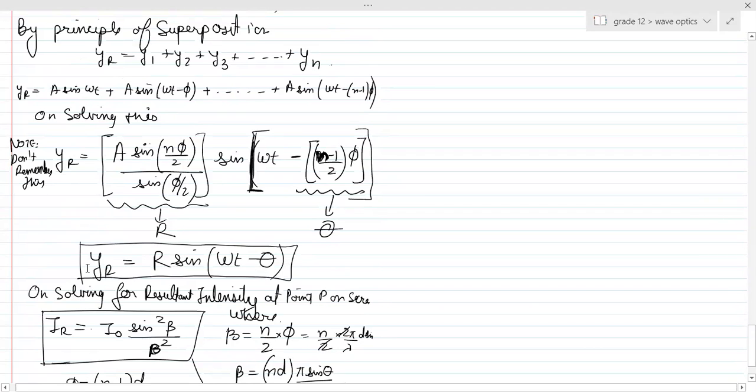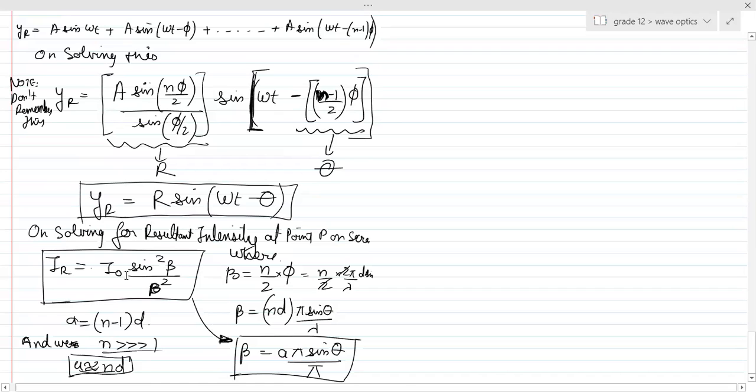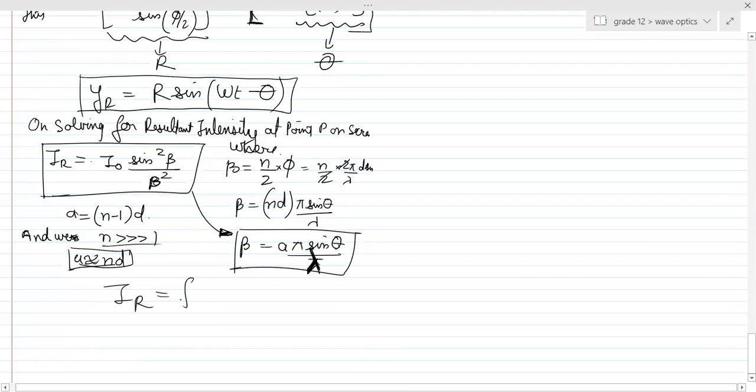It is a normal way which you generally derive. The resultant amplitude is something else, the initial angle is something else, but ultimately you get the overall equation the same. After this, on further solving in terms of intensity, you get the resultant intensity equal to I naught into sine square beta upon beta square, where beta is equal to a pi sine theta by lambda. This is the formula for intensity. So can you see over here, beta is a function of theta and I naught is a function of beta. So can I say that the resultant intensity is basically a function of theta?